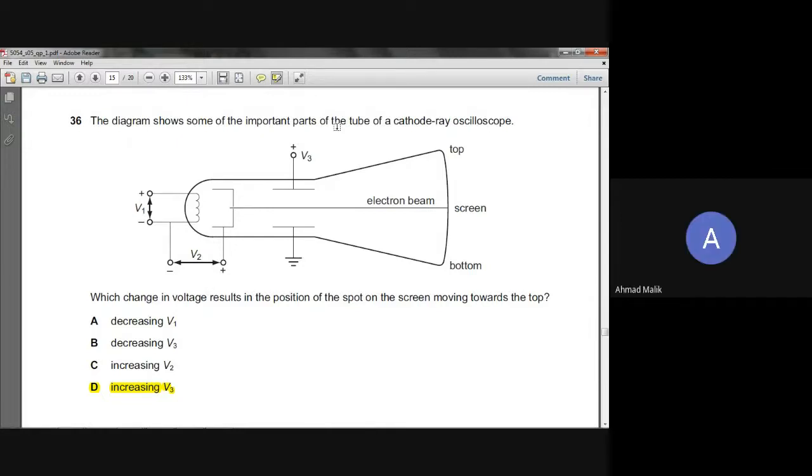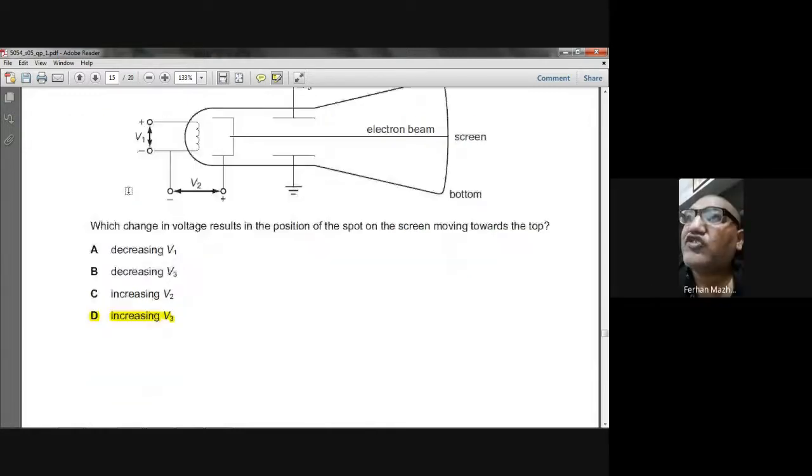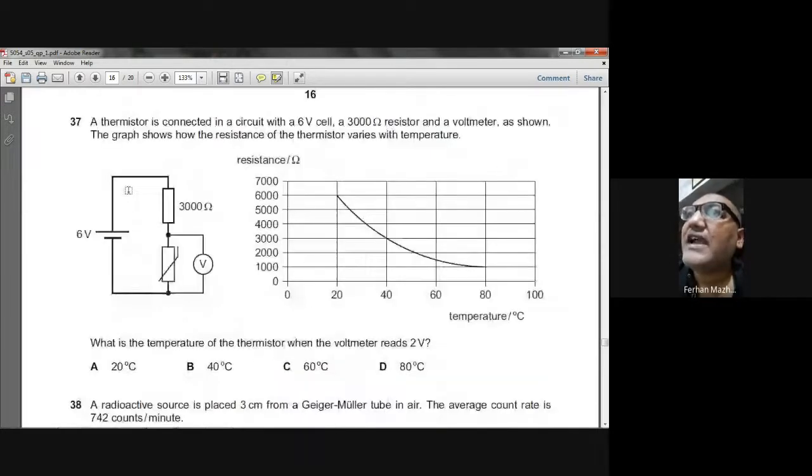Okay sir. So that was question number 36. Now we have question number 37. This we have already studied. A thermistor is connected in a circuit with a 6-volt cell, a 3000 ohm resistor, and a voltmeter, as shown. The graph shows how the resistance of the thermistor varies with the temperature. What is the temperature of the thermistor when the voltmeter reads 2 volt?